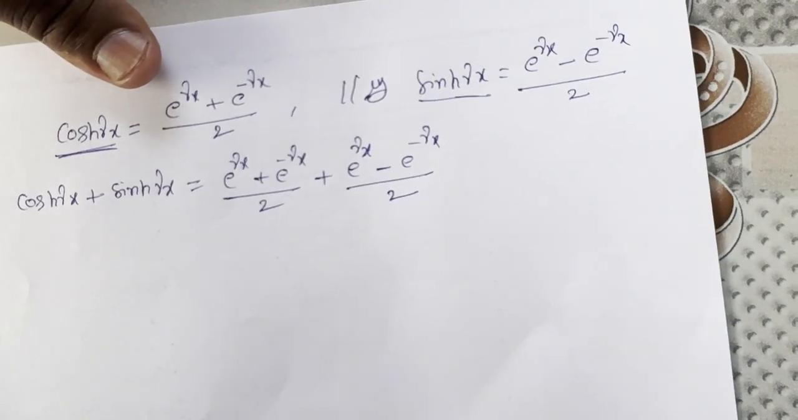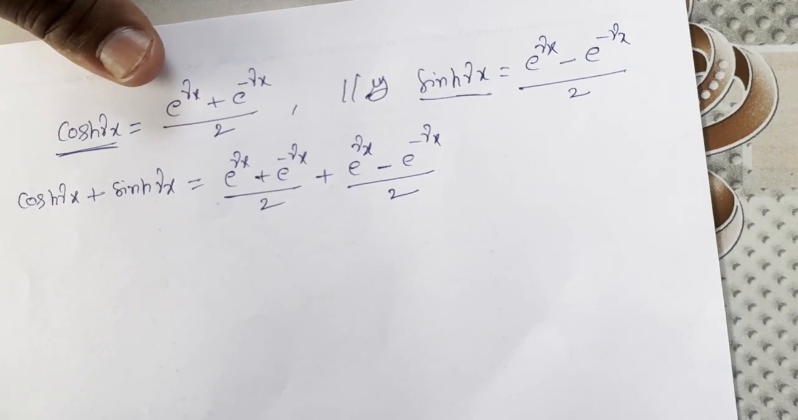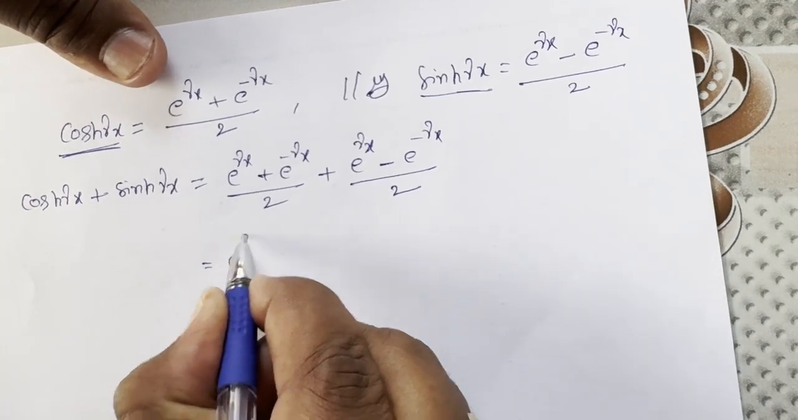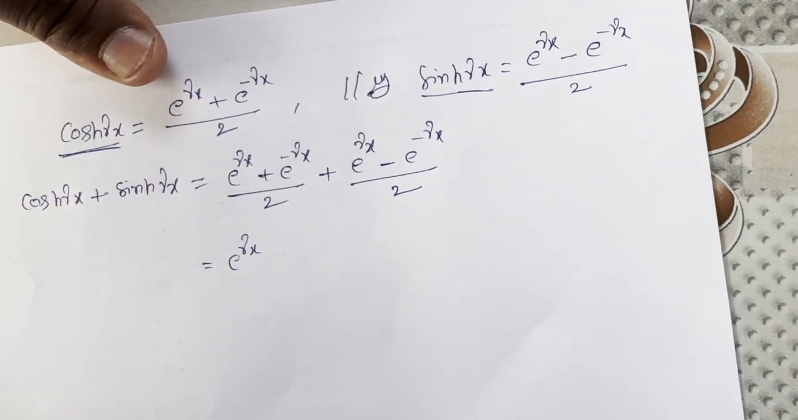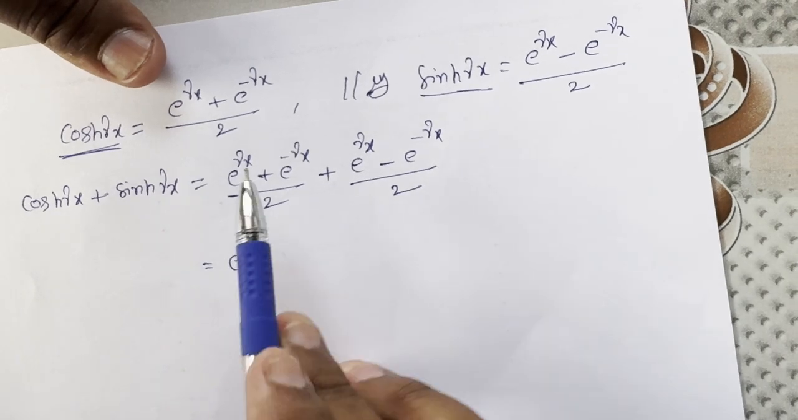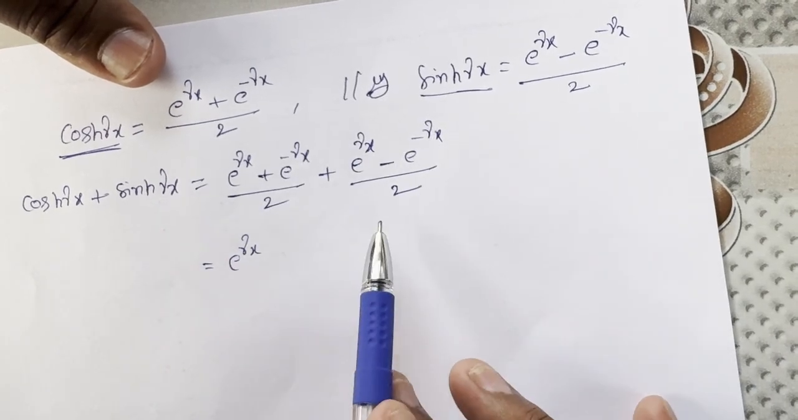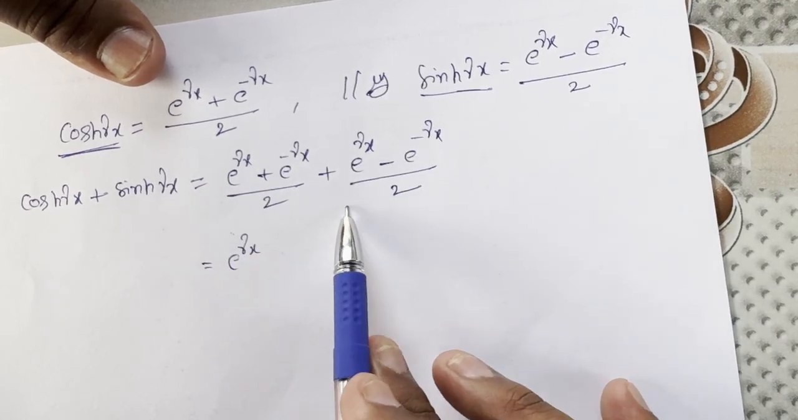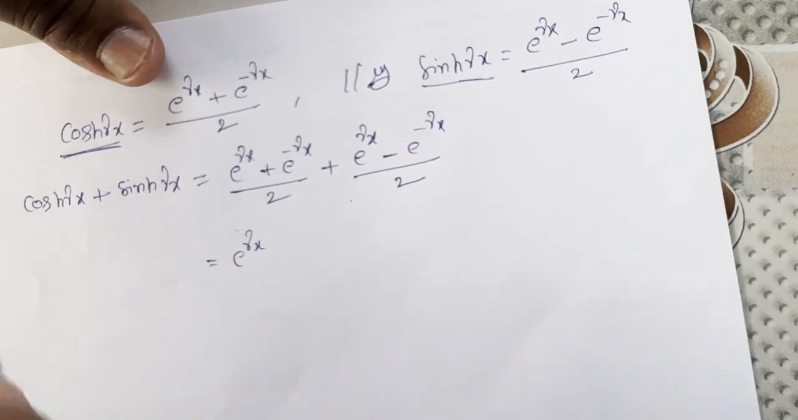Here, when we see those two terms, they will be cancelled together, and we are getting e power gamma x. Here, e power minus gamma x by 2 and minus gamma x by 2 get cancelled, e power gamma x by 2 plus e power gamma x by 2, we are getting e power gamma x.